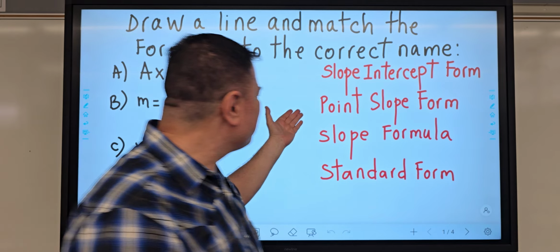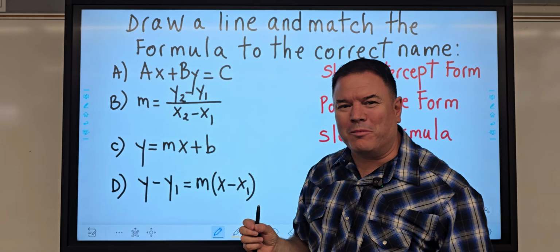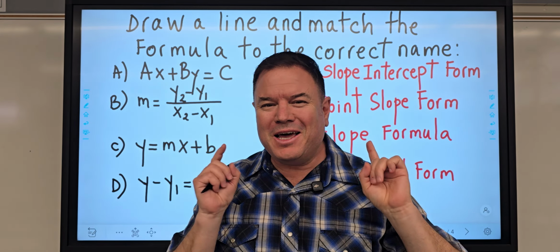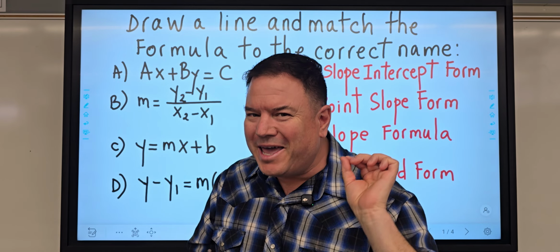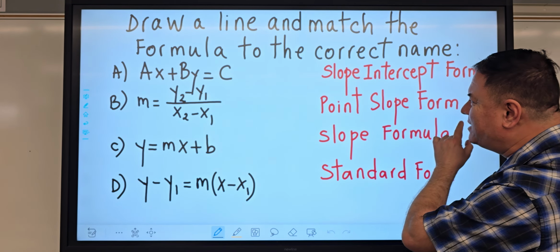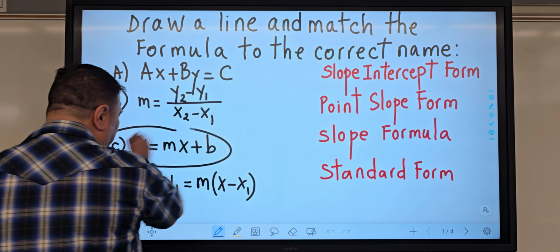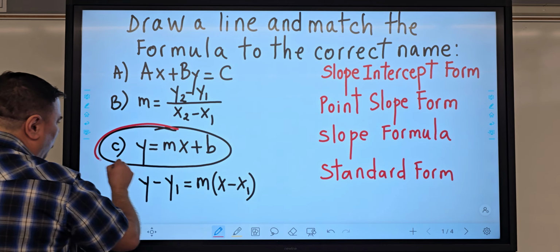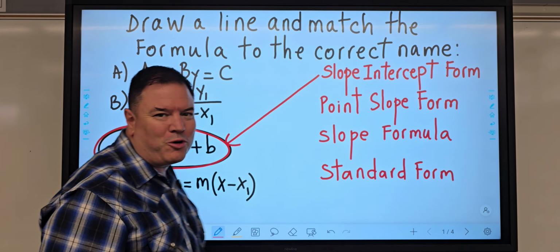First of all, we have slope-intercept form. Slope-intercept form is one of my favorites because it's very useful, especially in middle school and in high school. The slope-intercept form of the equation is y equals mx plus b. Please remember this one, slope-intercept form, y equals mx plus b.